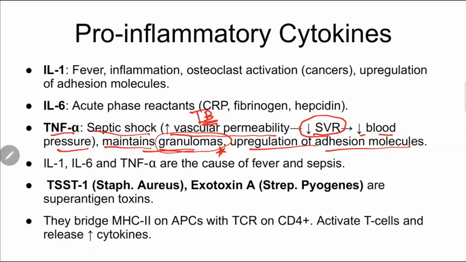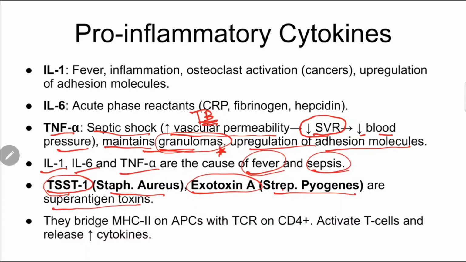So these three cytokines, interleukin 1, 6, and TNF alpha, are the cause of fever and sepsis that we see in a patient. Now to the high yield points. TSST1, which is from Staph aureus, and exotoxin A, which is from Strep pyogenes. These are known as superantigen toxins.